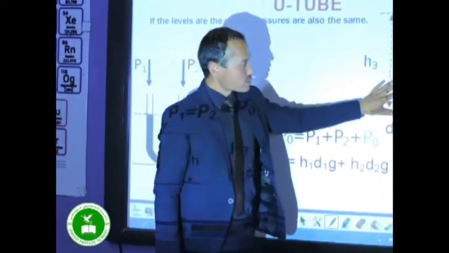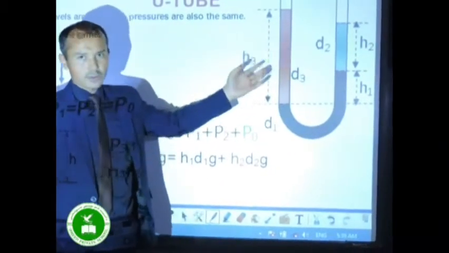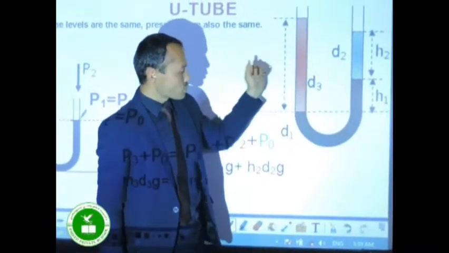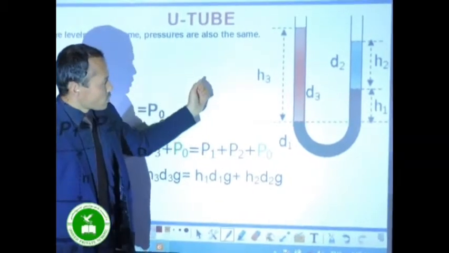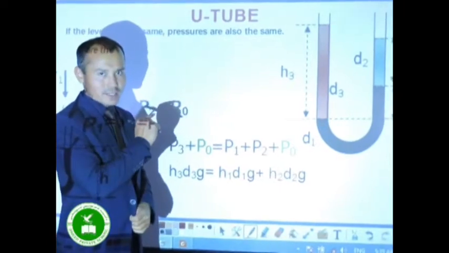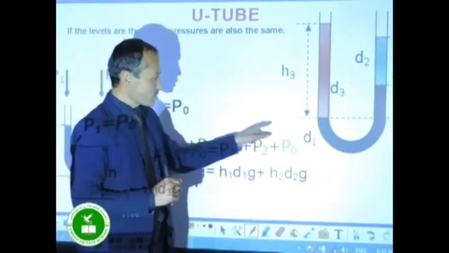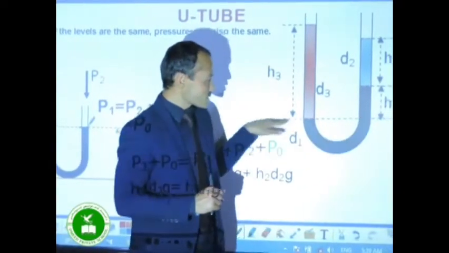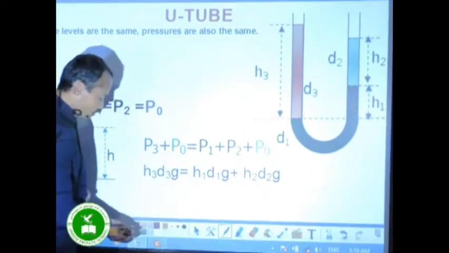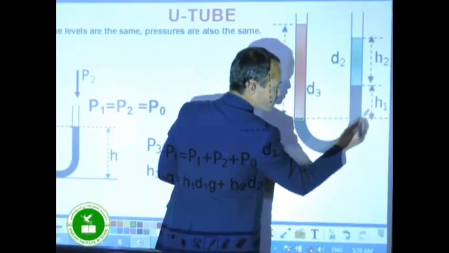Let's see this diagram. Here we have three different liquids: liquid number 1, 2, and 3. For the calculation of pressure, we just choose one level and we calculate pressure on that level. For example, we can choose this level. On this level, what will be the pressure? Pressure on this point is equal to pressure on this point.